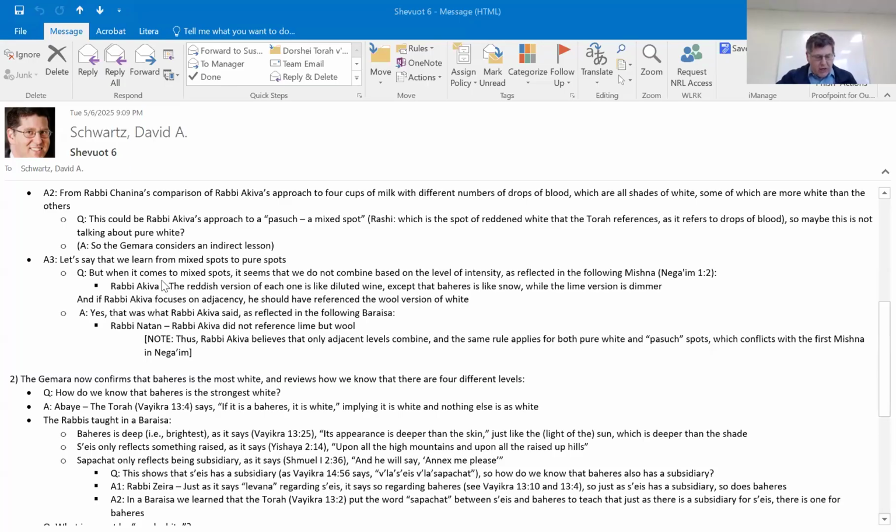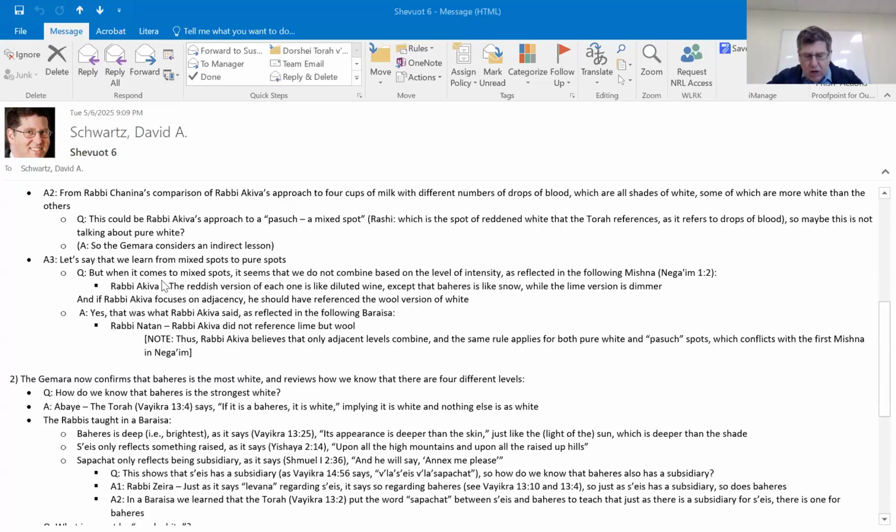So ashkechan tfeila l'Seis. Well, that shows that Seis has a secondary. Tfeil Baharis minalan. How do I know that Baharis also has a secondary? Because the Torah says in Vayikra chapter 13, this is again last week's parsha, pasuk 46, it says vila Seis, vila Sapachas. So that suggests that the Sapachas is for the Seis.